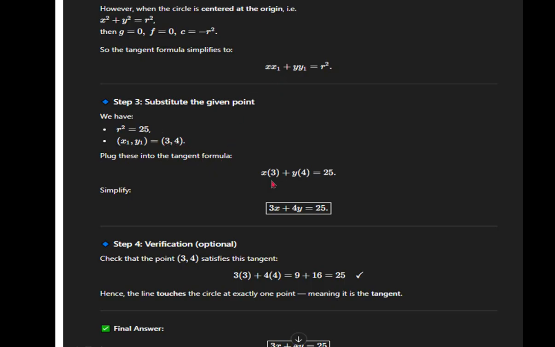Now we put in 3, 4 and 25, because even r can be calculated from g² + f² − c, so −c is 25. Simplifying, 3x + 4y = 25. Check that the point satisfies the equation. Now you can see that this point satisfies it. We have checked, so our final answer is 3x + 4y = 25.